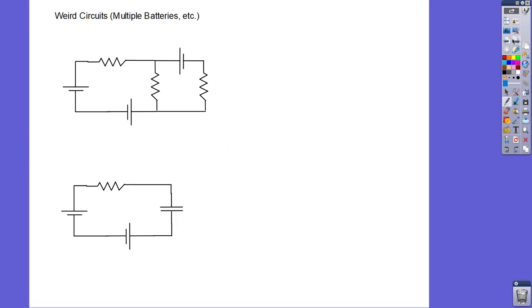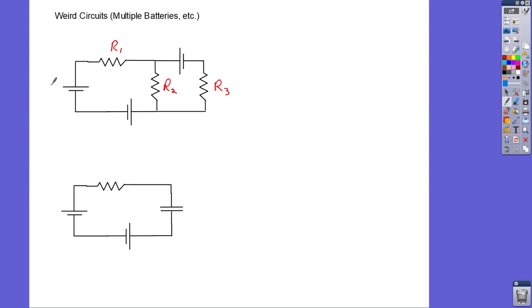And the last slide I have on here is I just want you to think about weird circuits. Anything, you know, with multiple batteries, multiple resistors, just things you haven't seen before. They are very good at coming up with relatively simple circuits, but things that you do not typically see in your homework questions.